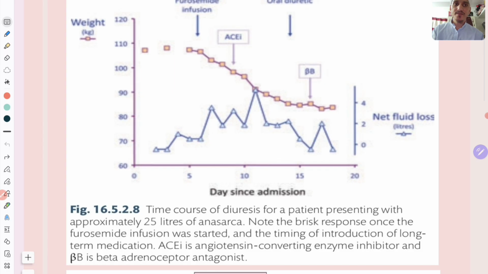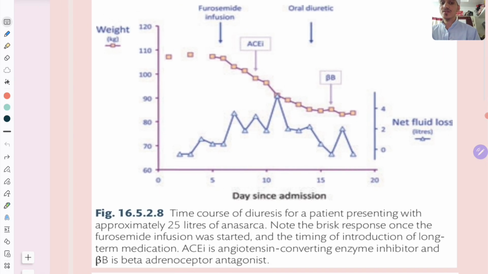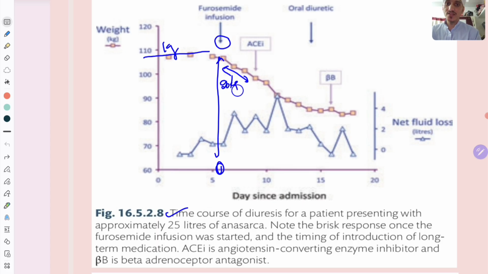See this diagram. This diagram shows at what time what steps should be taken, how to start GDMT. See here: time course of diuresis for a patient presenting with approximately 25 liters of edema. Note the brisk response once the furosemide infusion was started and the timing of introduction of long-term medication. The weight of the patient is approximately 110 kg here, and at this point, at some 6th day, they have started the furosemide infusion, and there is brisk diuresis after that. The patient loses approximately 20 kg, and this point you can say is the 9th day.